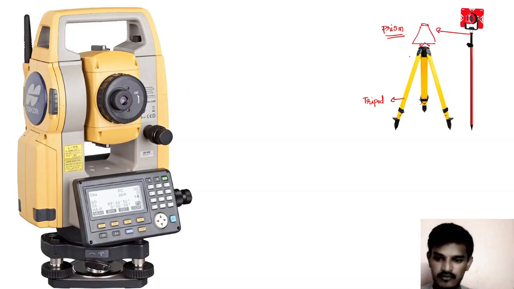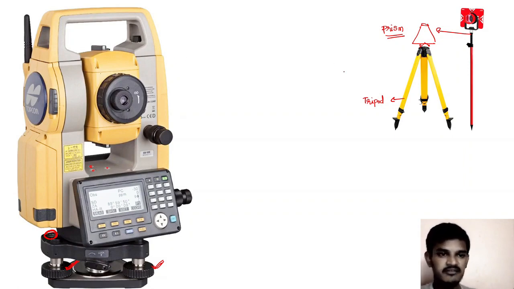We'll have foot screws, right? Using these foot screws we'll adjust the level. We can see the level here, and we can also see the leveling here. First we can do the leveling using the 3 foot screws, right? So first we'll discuss the different components of the theodolite.